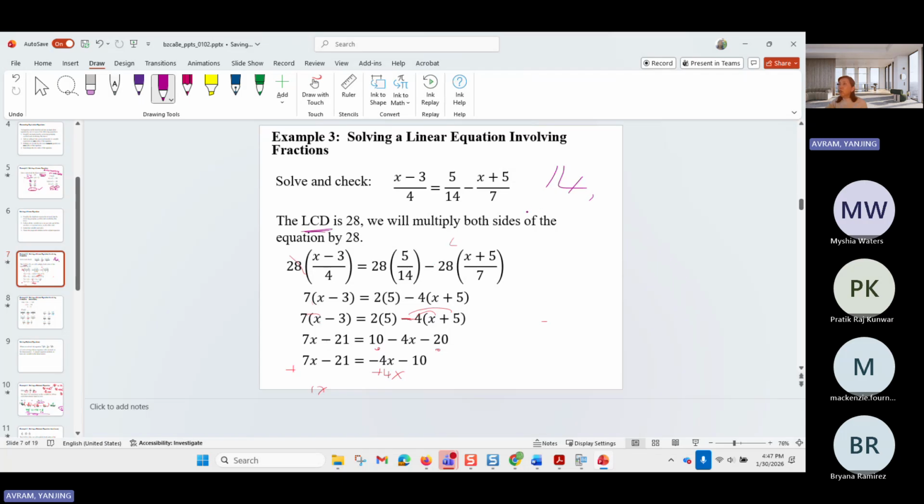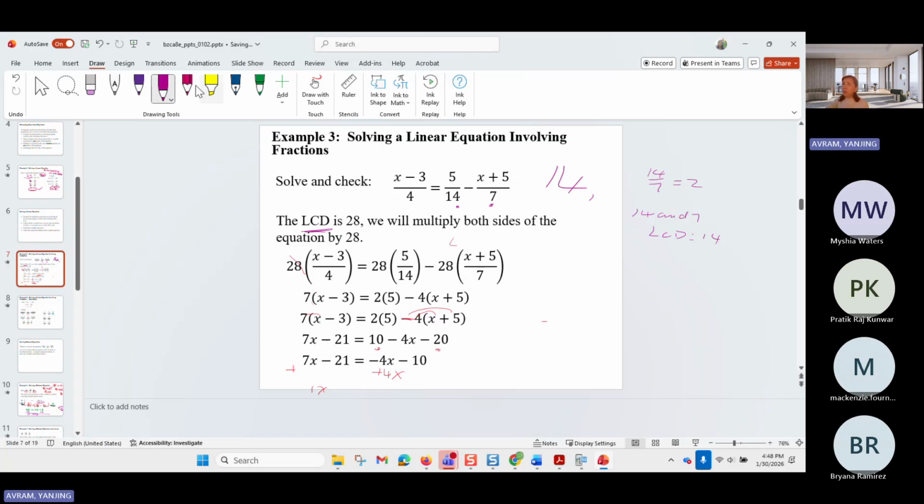All right. So look at 14. Can 14 be divided by 7? The answer will be yes. 14 can be divided by 7, and you get 2. So if I don't have this 4 right here, if I only have 14 and 7, the LCD will be 14.